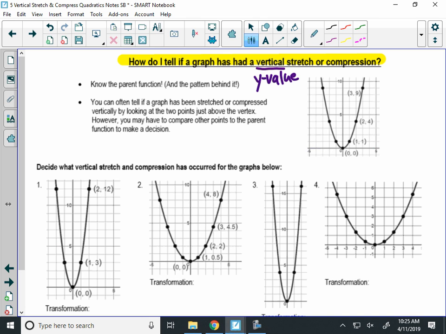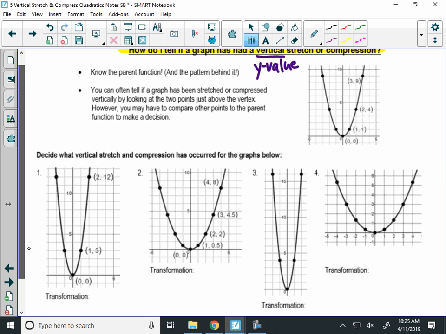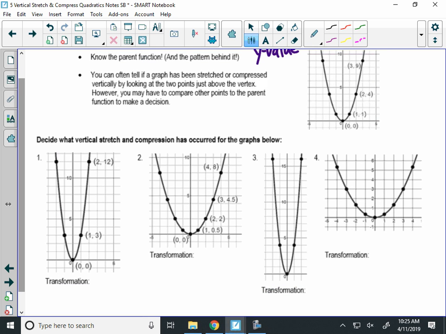In order to tell this about a graph, you really have to understand the parent function, which is graphed right up here. Remember, the pattern is out 1, up 1, out 2, up 4. You're squaring the x value that you go out. So if I go out 3, the square of 3 is 9. That's how you get those ordered pairs. You have to know the parent function pattern here. So all we're going to do is decide whether there was a vertical stretch or a compression for each of these graphs. We're going to use the idea of a parent function.